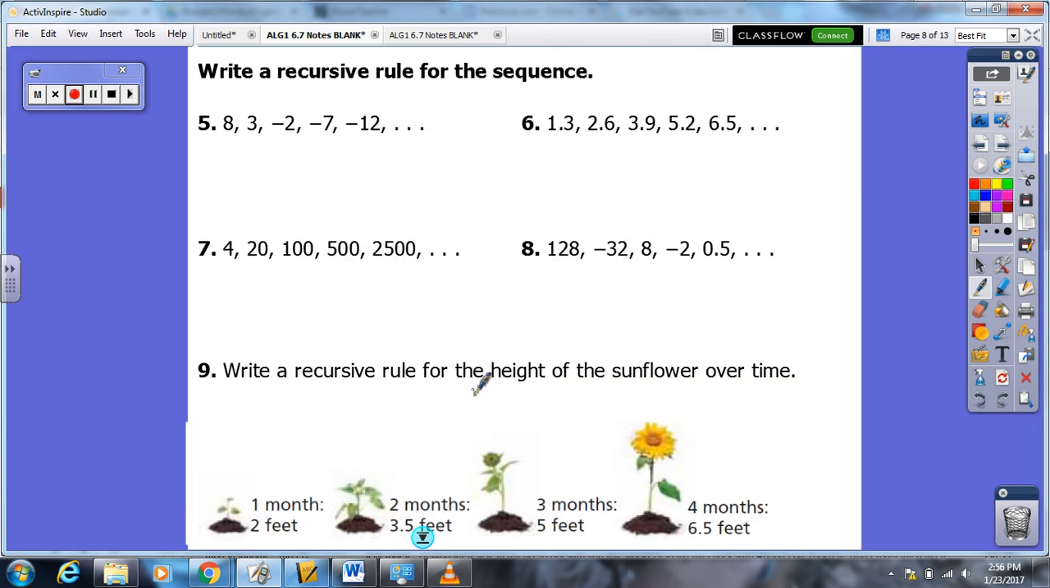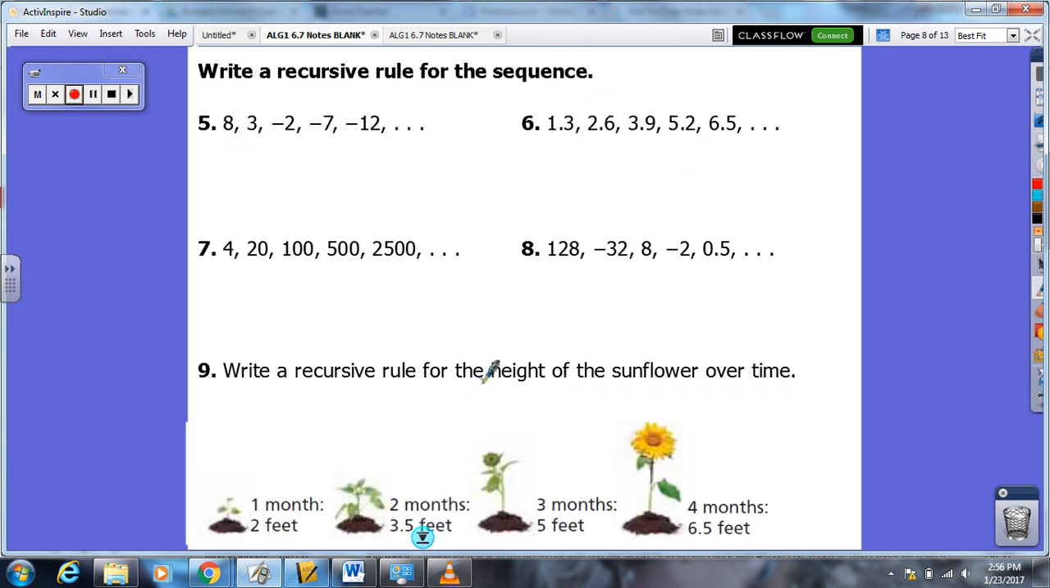Okay, this is more practice on this. So rather than give you just tons of practice, I'm just going to go over 8 and 9. If you need more practice, asking your instructor about 5, 6, and 7 in class would be a great plan. So let's look at number 8 first.